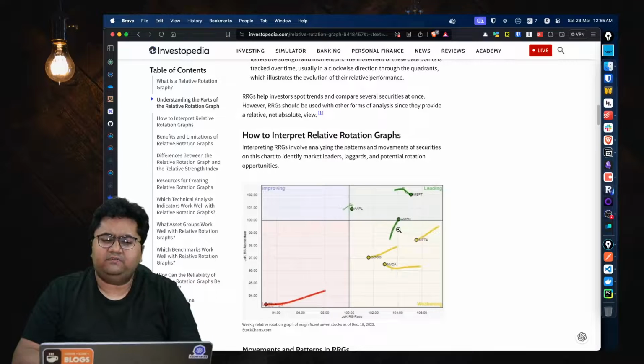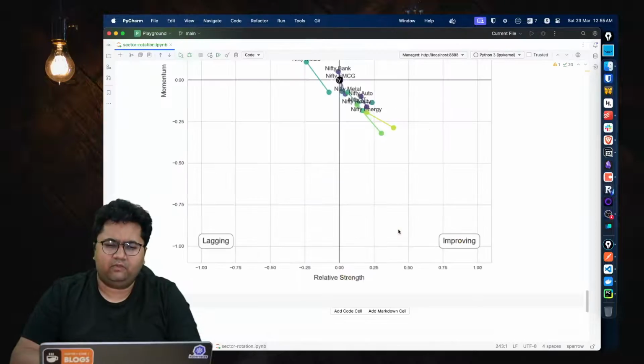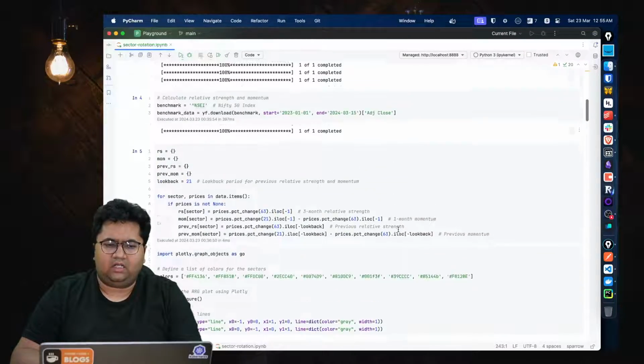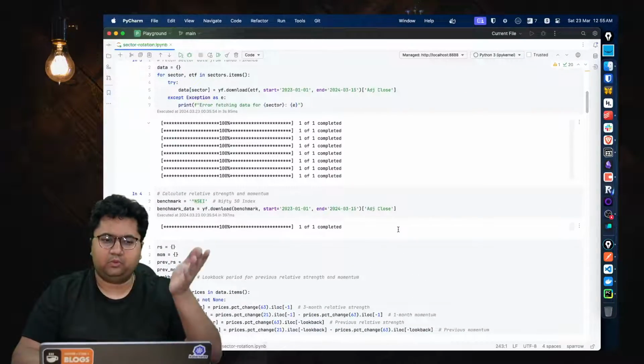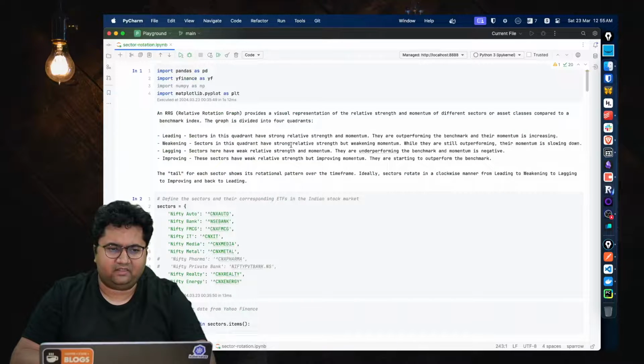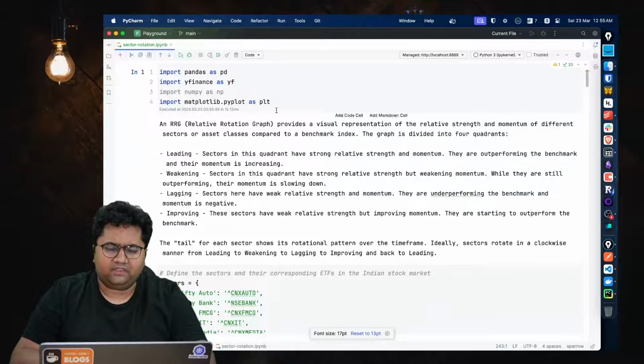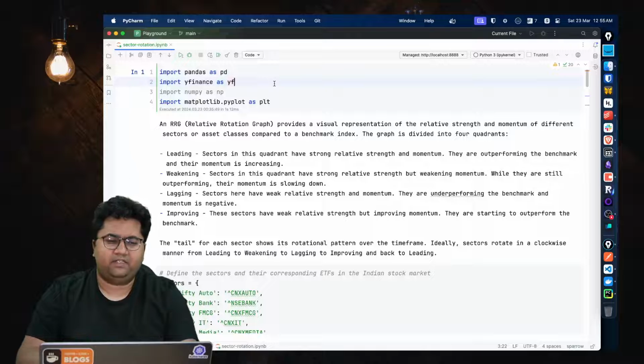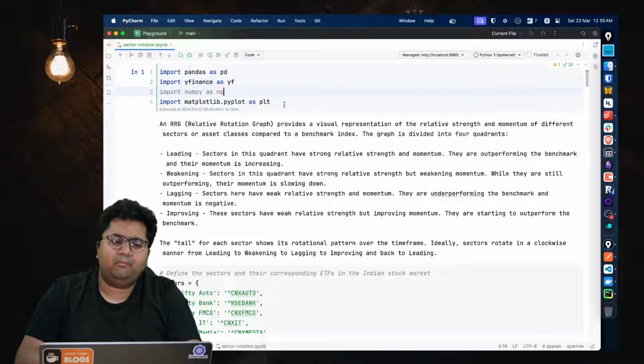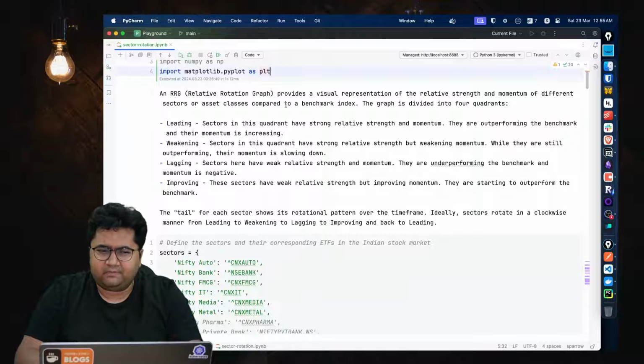The intent of this video is not to give interpretation, however, but to walk you through the code, and I'm pretty sure you guys will be able to do the interpretation yourself. So let's get this started. The first thing we'll do is import a few libraries: Pandas, Yahoo Finance, NumPy, and Matplotlib as standards. I've added a little bit of description in the notebook.